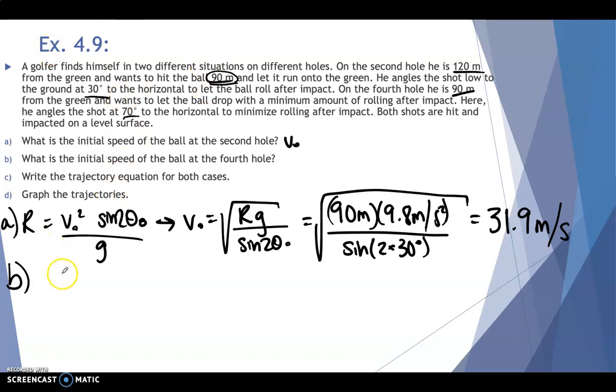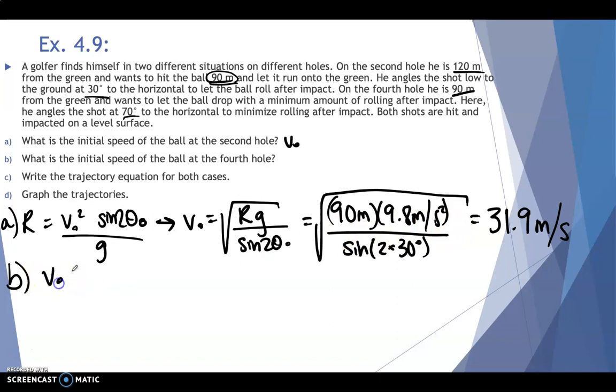All right, so we're going to continue with example 4.9. We found the initial speed of the ball at the second hole. So now we're going to do the initial speed of the ball at the fourth hole. Okay, so it's going to be the same process.